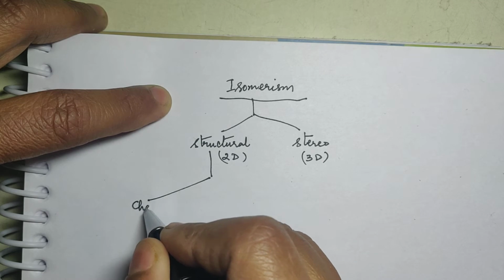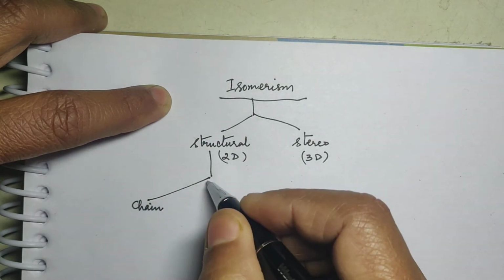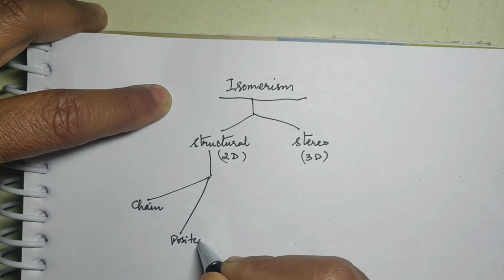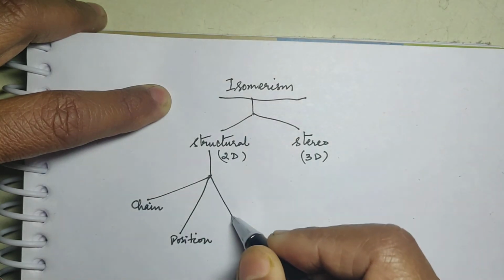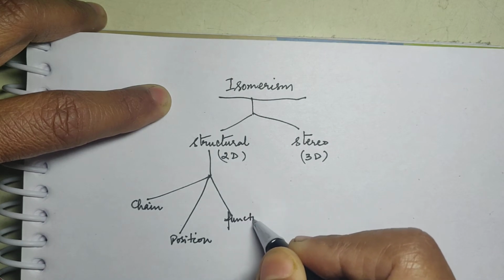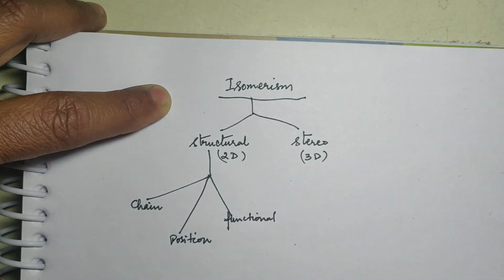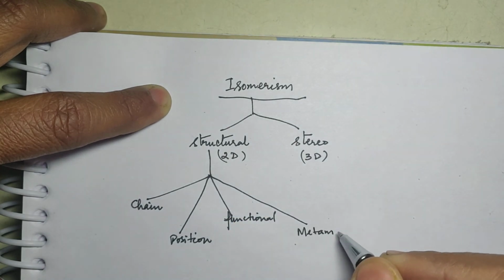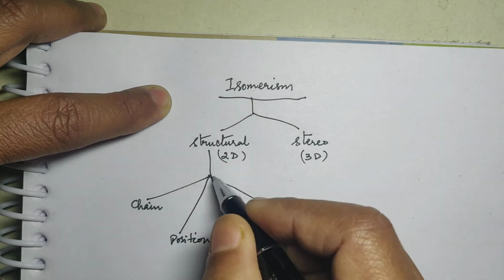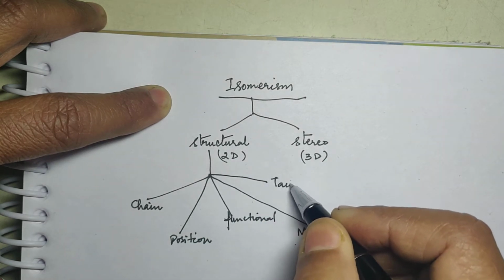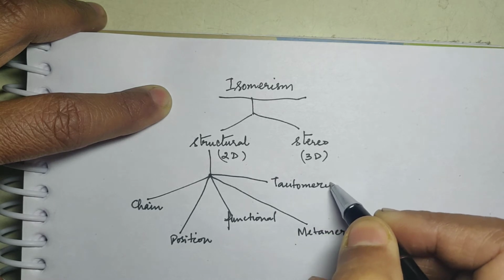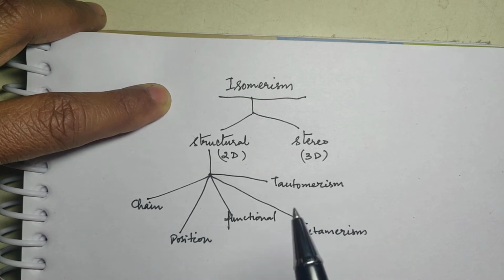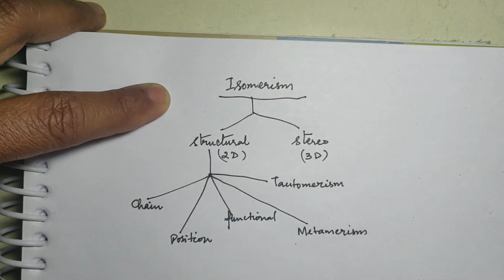One is chain isomerism. Then you have position isomerism. Then you have functional isomerism. Then you have metamerism. And you have tautomerism. Okay, these are the 5 types coming under structural isomerism.